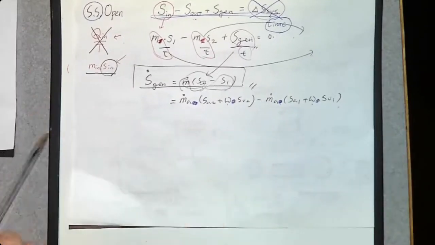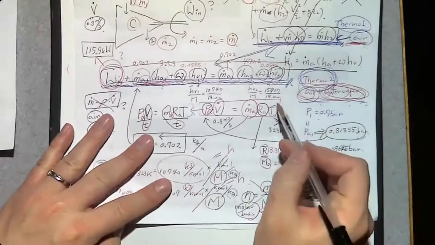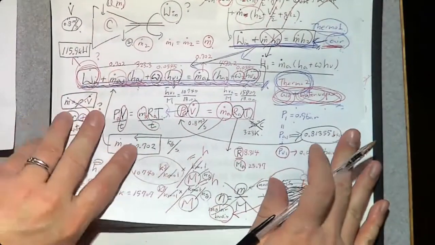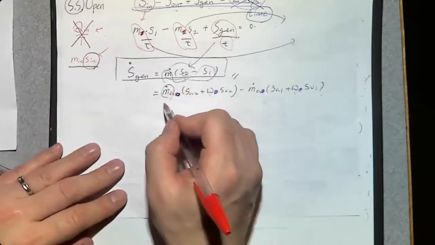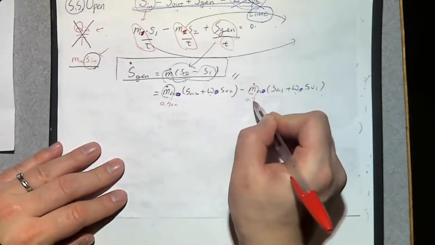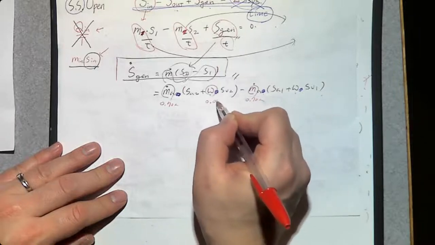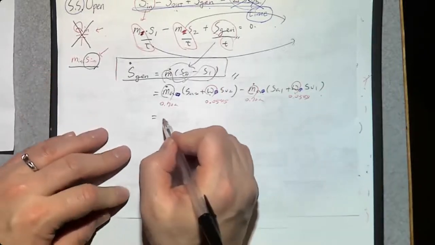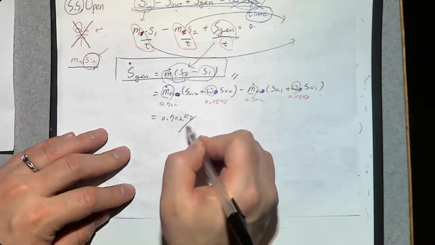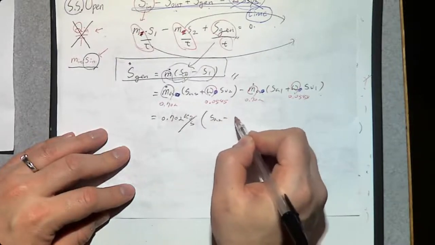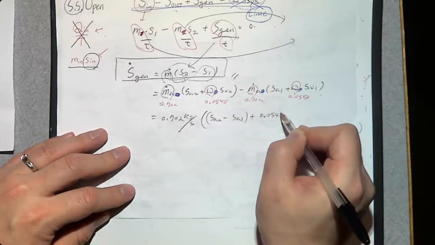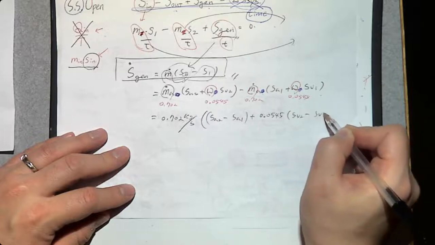So omega 1 is the same as omega 2. We know this value, which is 0.0545. What about M dot A? 0.702. So this one is 0.702, this one is 0.0545. So if I rewrite this equation, it is 0.702 kilogram per second times SA2 minus SA1, plus omega, which is 0.0545, times SV2 minus SV1.